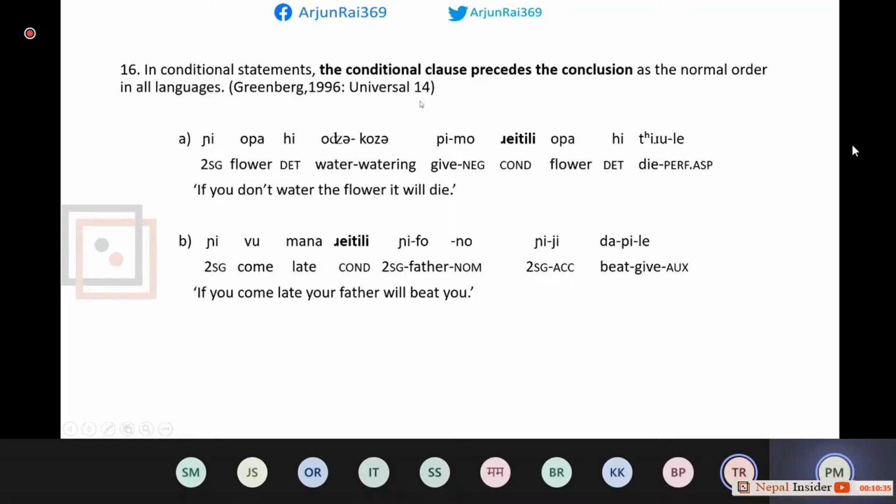The conditional clause precedes the conclusion even in Maola. Here in the sentence, near ni opa hi uzkuzupi moreli, this is the conditional clause followed by the conclusion opa hi tirule, meaning the conclusion part is the flower will die.